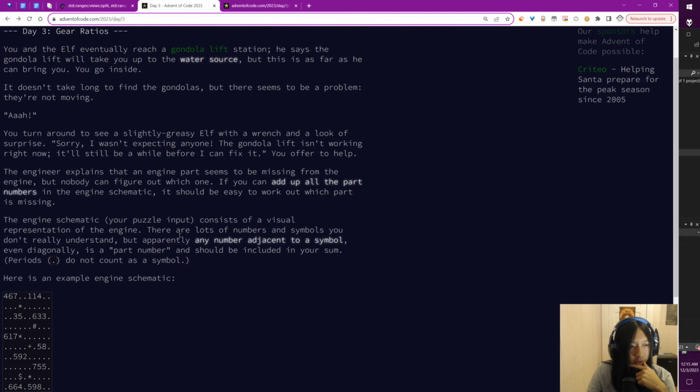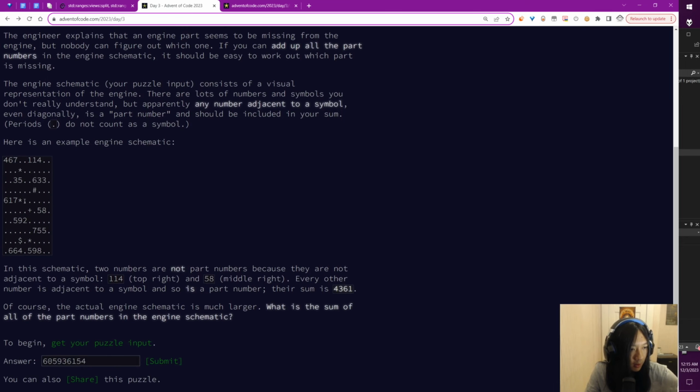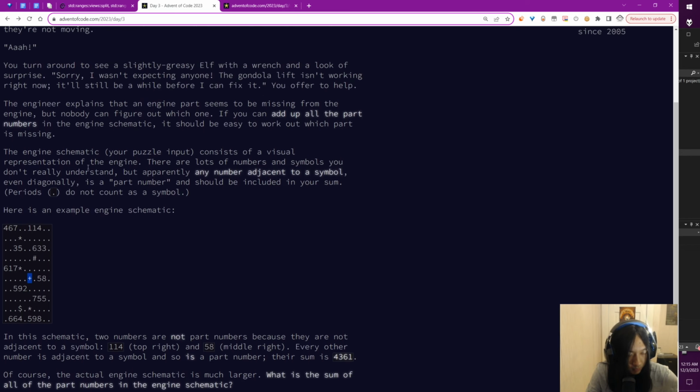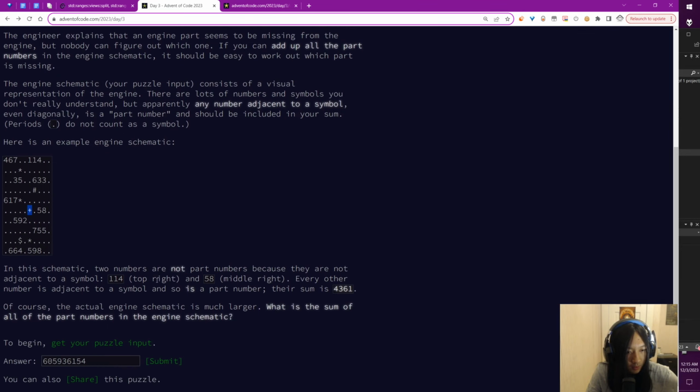Any number adjacent to a symbol, even diagonally adjacent. So my question is, if the dollar sign was to the left, it would still count, right? We don't have an exact example of that, so. Is adjacent to a symbol. Yeah, okay, I would believe that means that even if the hashtag was here, this number would still count.